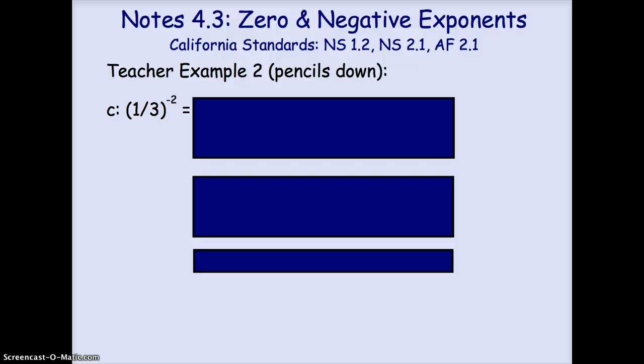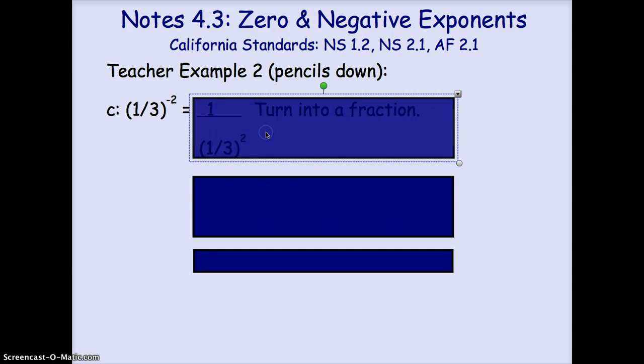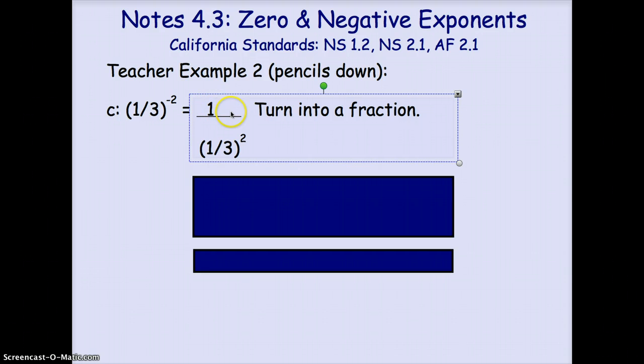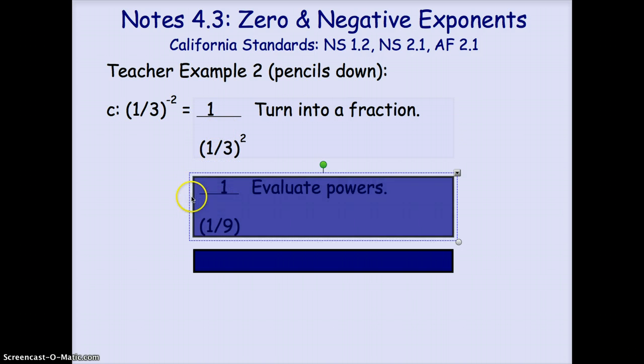Now here we have a fraction and we have that negative exponent. Now we know when we see that negative exponent that we're going to turn it into a fraction, but it's already a fraction. So we're actually going to have, in a sense, a fraction of a fraction. 1 over 1/3 squared. Okay, now I need to square each of these numbers. So I'm squaring 1. 1 times 1 is 1. And I'm squaring 3. 3 times 3 is 9. So now I have 1 over 9.